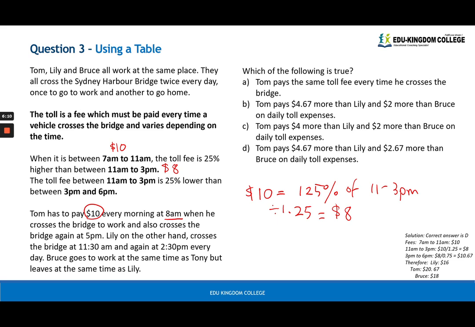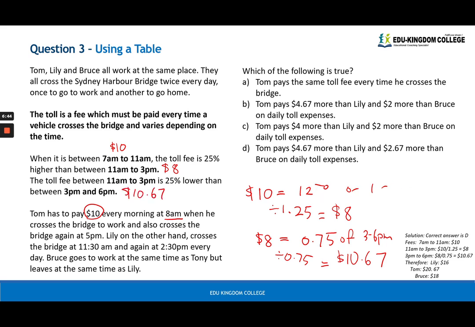Now 11 to 3 is 25% lower than 3 to 6. So $8 must be equal to 3/4 of 3 to 6 p.m. So to find the whole thing, you can divide by 3 times by 4, or you can also just divide this by 0.75, or 3/4, and you should get $10.66, which is $10.67 rounded up.